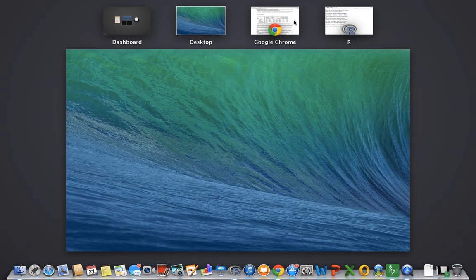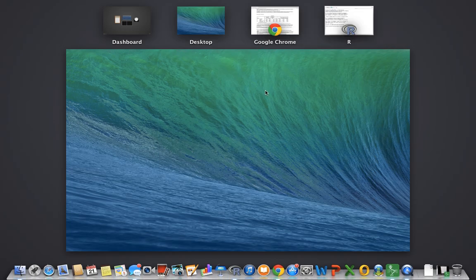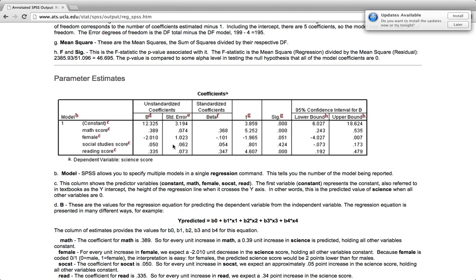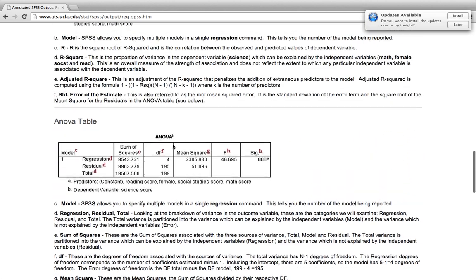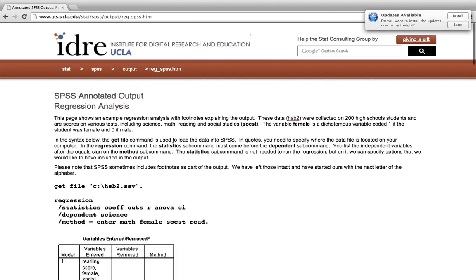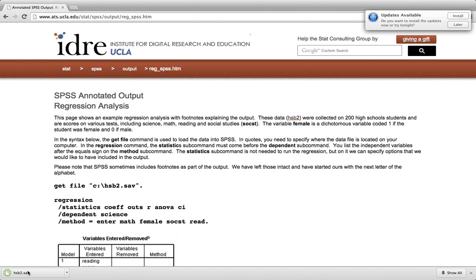And what I want to do is I want to go back, and notice I've got R up, so go ahead and make that happen. And I want to replicate this. Now, something I don't think I've shown you before. When I look at this, I see that the data set that they've used is this HSB2. And if I click that, what's going to happen is it's going to save it as HSB2, okay?